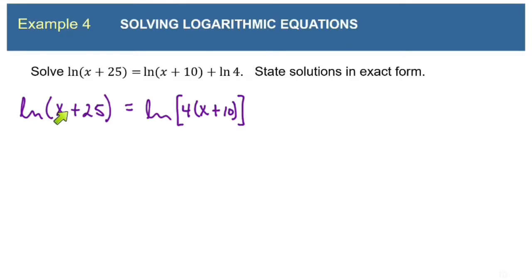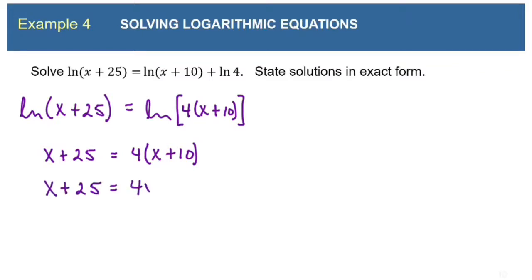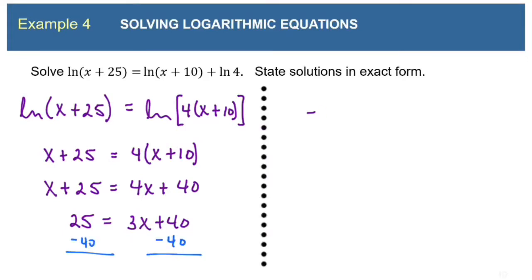Now, if natural log of this equals natural log of that, then I can say that this expression here must be equal to this expression on the right. So I can say now x plus 25 equals 4 times x plus 10. This equation doesn't look so bad to solve, so we're just going to distribute the 4. That will give us x plus 25 equals 4x plus 40. Of course, here you would subtract x from both sides, and that would give you 25 equals 3x plus 40. And now you would subtract 40 from both sides because you want to isolate the x term. And that would give you negative 15 equals 3x. Of course, divide both sides by 3, and you have x equals negative 5.